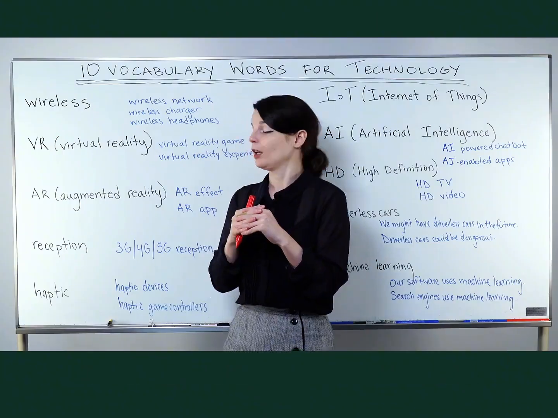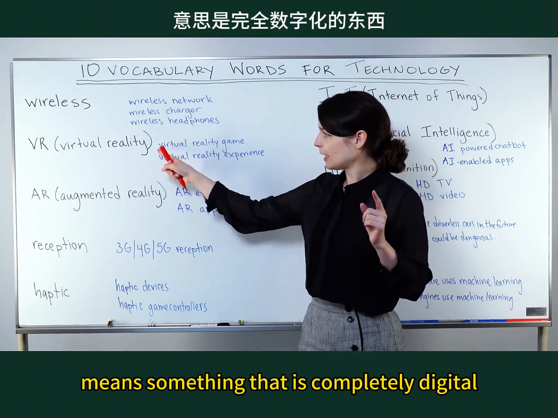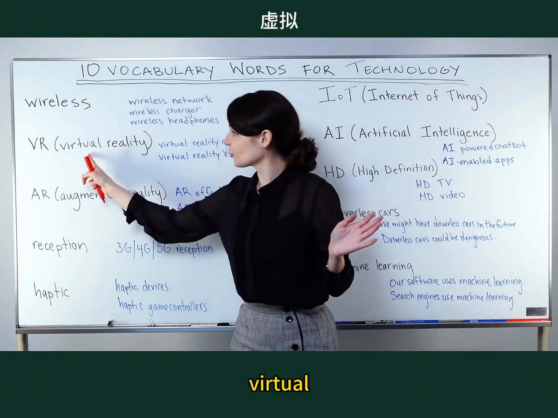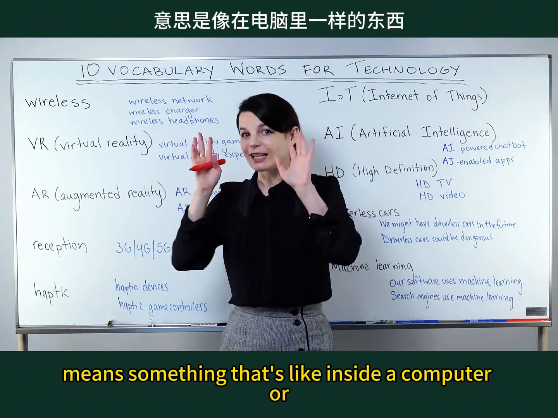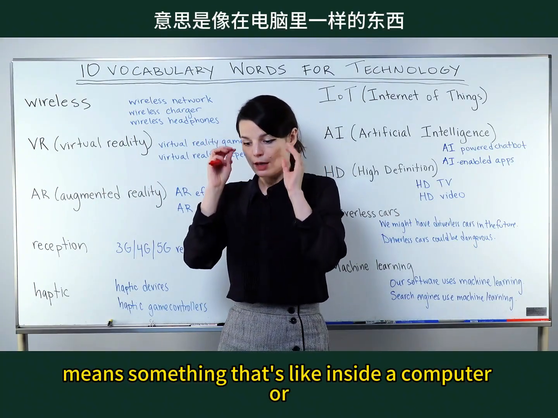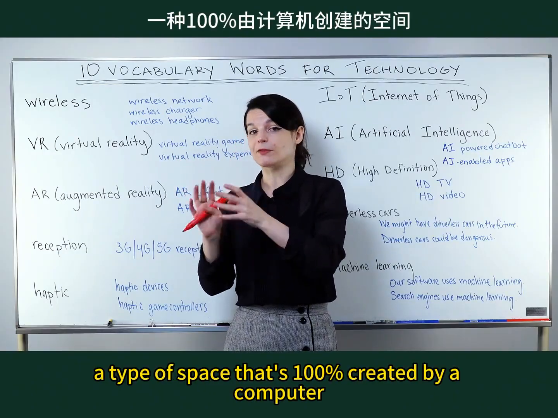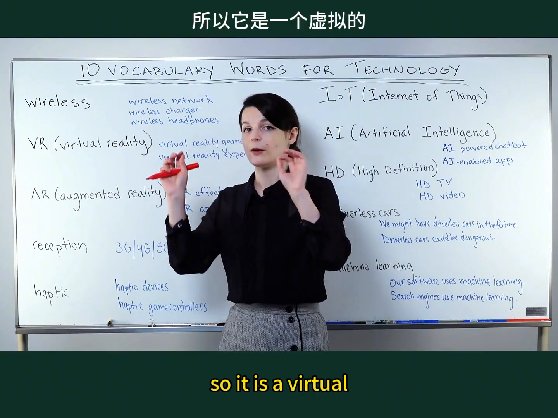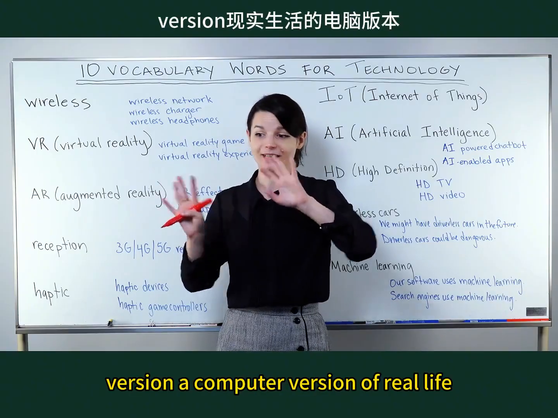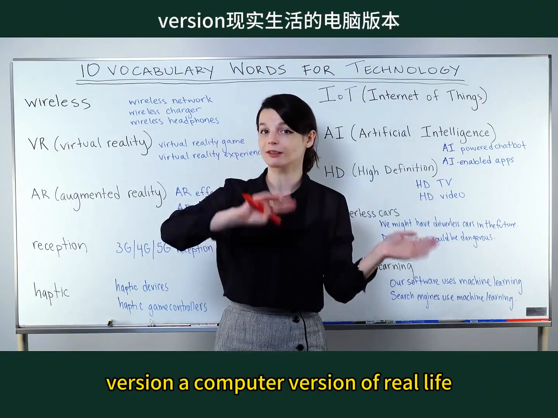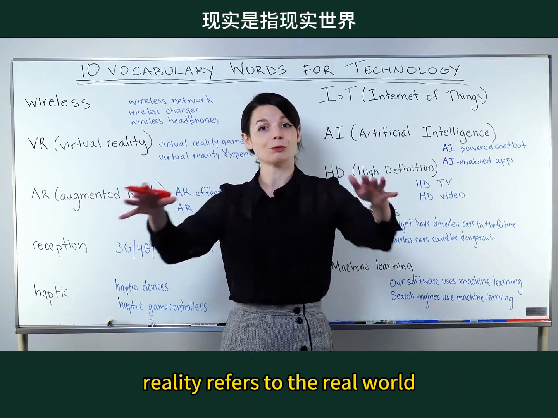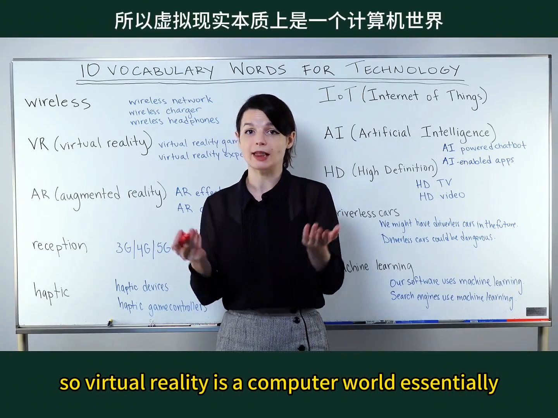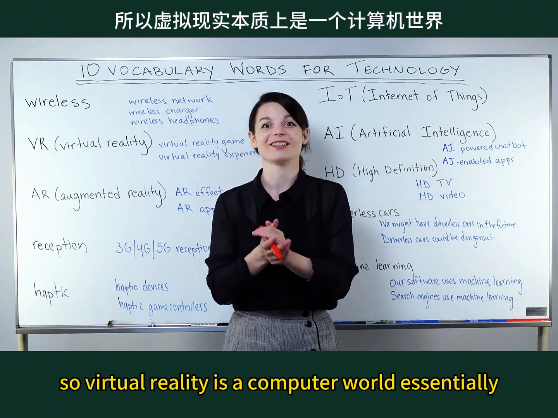Virtual reality. So virtual reality means something that is completely digital. Virtual means something that's inside a computer, or it's an environment, a type of space that's 100% created by a computer. So it is a virtual version, a computer version of real life. Reality refers to the real world, our real life environment. So virtual reality is a computer world, essentially.